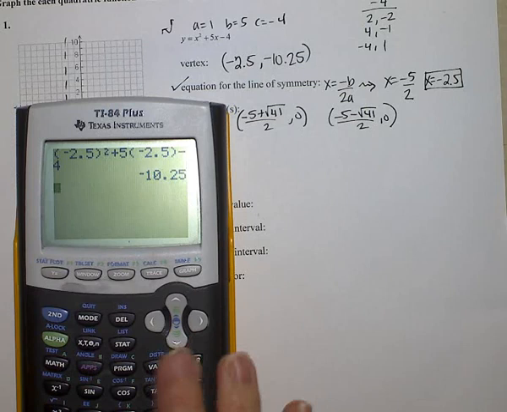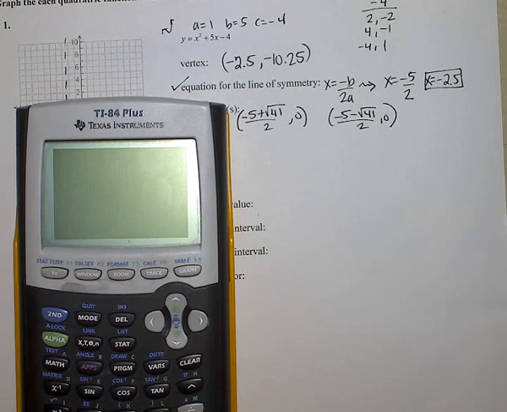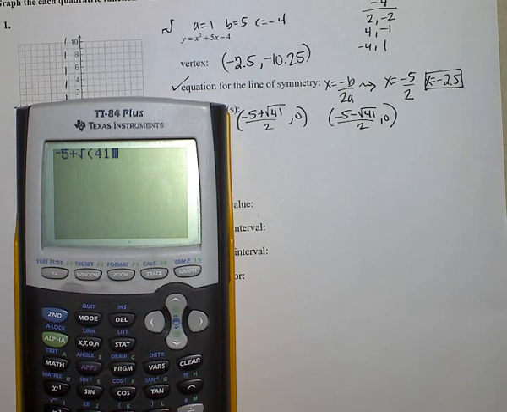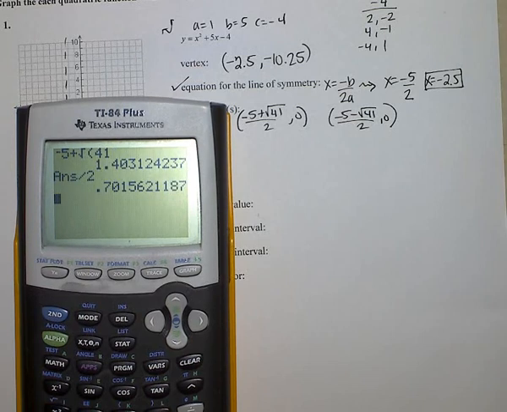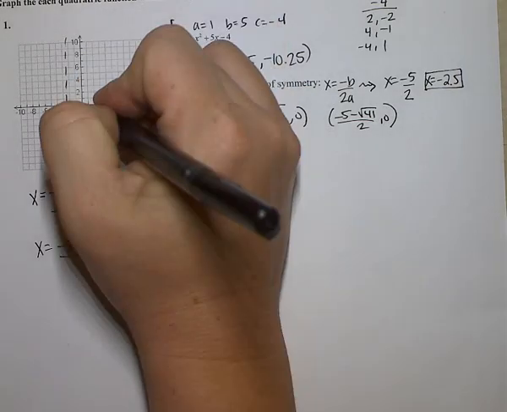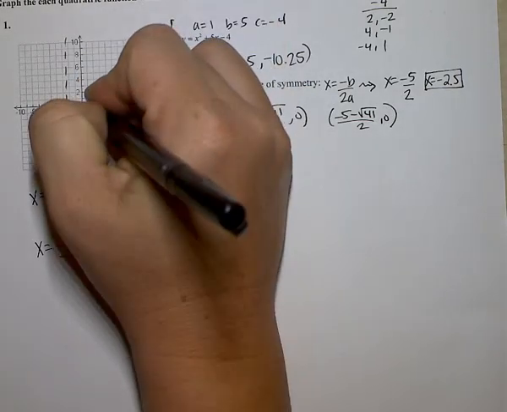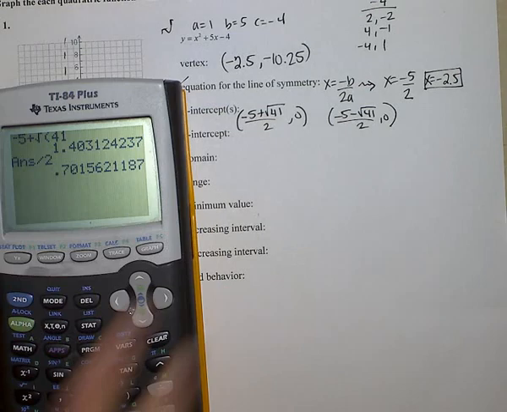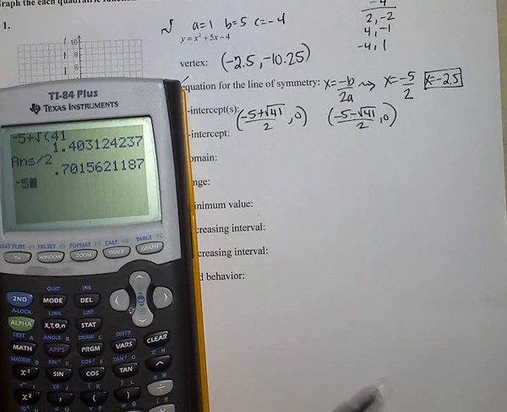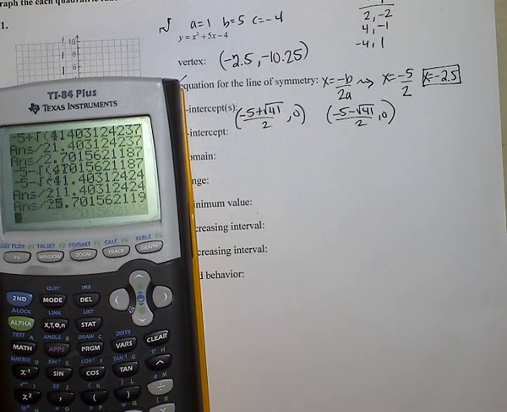Grab your calculator. We're now going to estimate what it is so we can graph it. -5 plus the square root of 41. Press enter and divide by 2. Rounded to the nearest tenth is 0.7. So let's come over here and let's graph 0.7. Then I'm going to do the same thing, but this time instead of adding, I'm going to subtract. -5 subtract the square root of 41 divided by 2, -5.7.